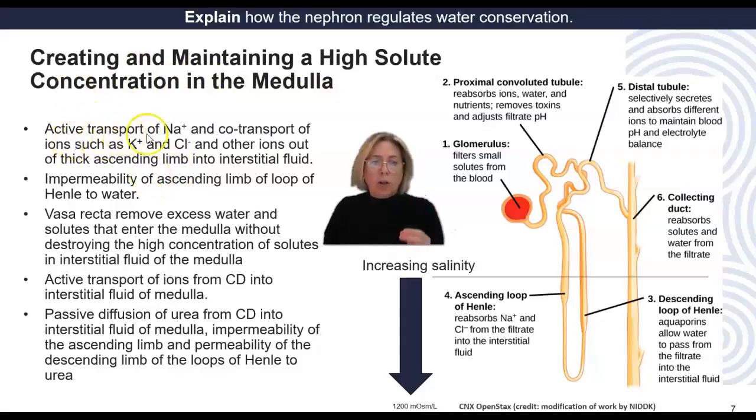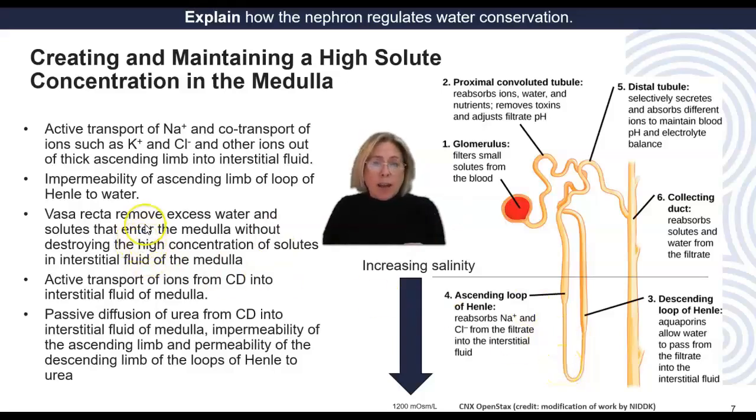Active transport of sodium, followed by co-transport of ions such as potassium and chloride and other ions out of this thick ascending limb into the interstitium. So pumping those solutes out, right? Impermeability of the ascending limb of the loop of Henle to water, okay? So water cannot get out here, solutes can get out, right? And as solutes are pumped out, the filtrate flowing back up to the cortical region is going to get more dilute, okay? But it's going to stay really concentrated down here.